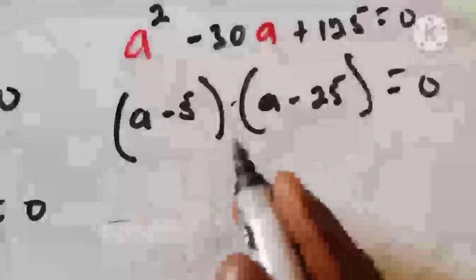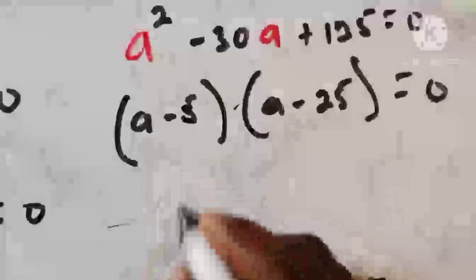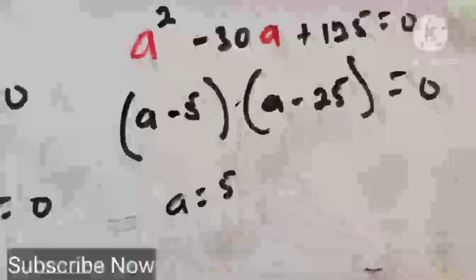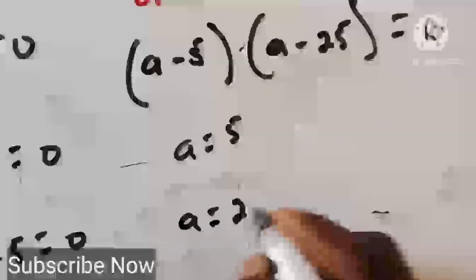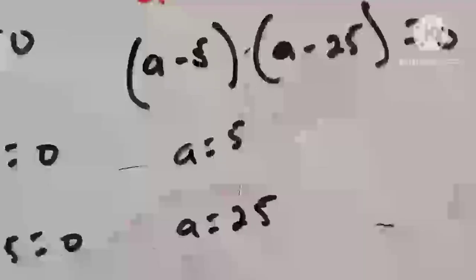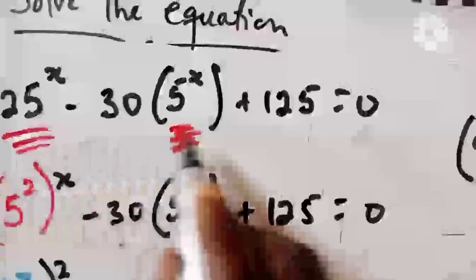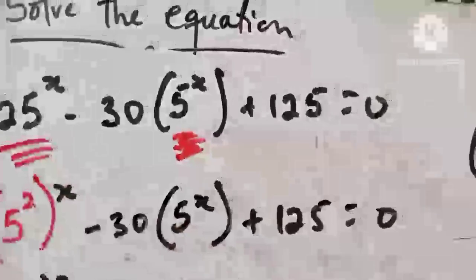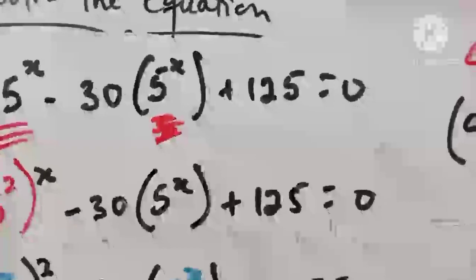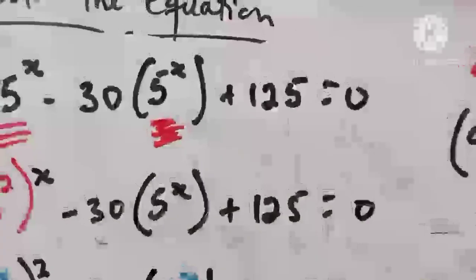So here we all know that we are going to have a is equal to 5, or we have our a to be equal to 25. These are the two values that we are having for the a. But remember, the question given is we don't have a in it, right? So we want to find the values of the x. Is that okay? That is exactly what we want to find.